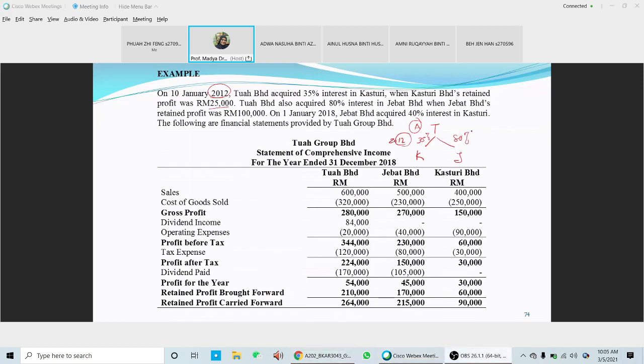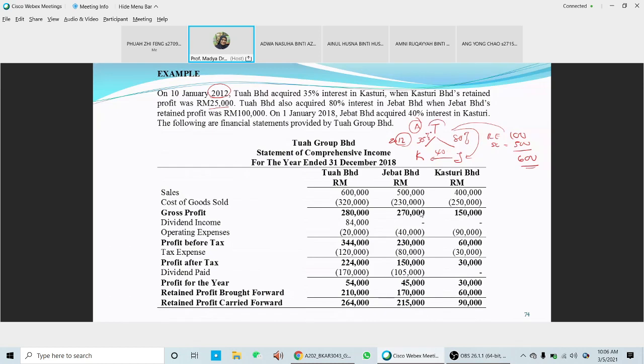Okay, and then the profit during this time, RE here was 100, and then the share capital, if you look at the next slide here, your share capital in Jebat here is 500. So altogether net assets here will be 600 in terms of Jebat. Okay. And then on 1st of January 2018, Jebat acquired 40% interest in Kasturi. So Jebat acquired 40% interest in Kasturi here.